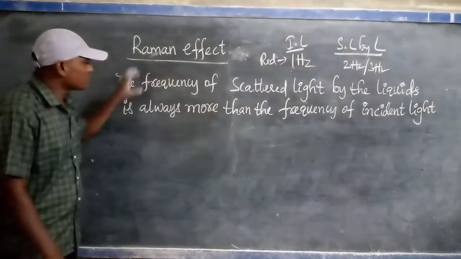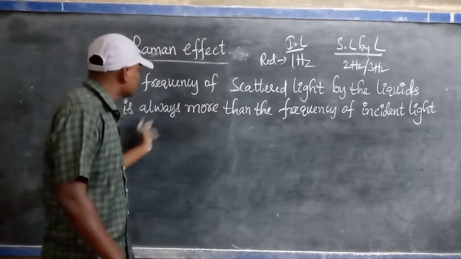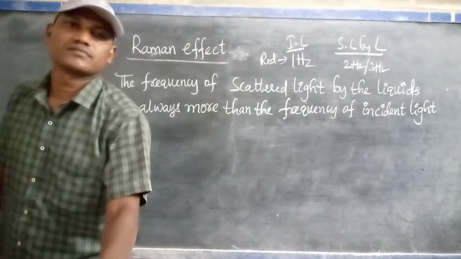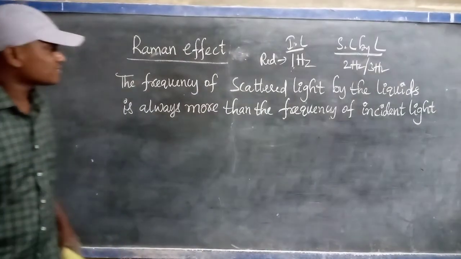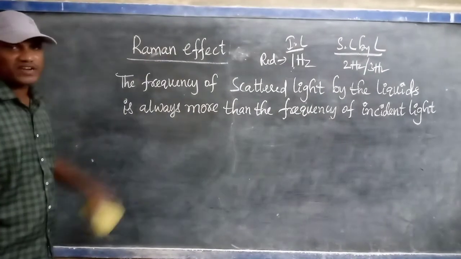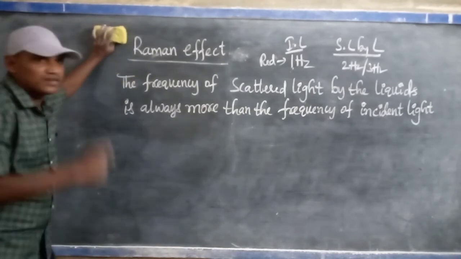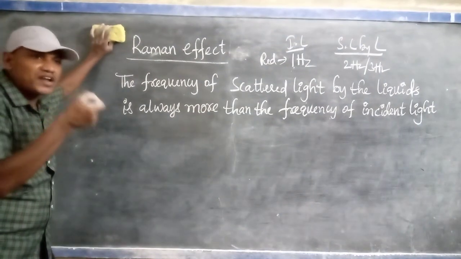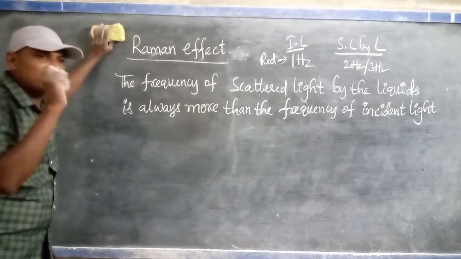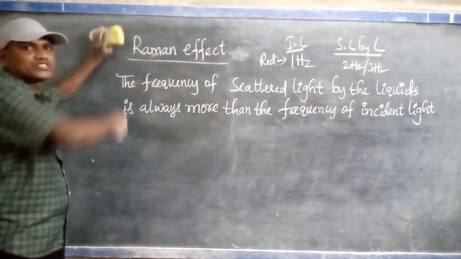Listen very carefully. The frequency of scattered light by the liquids is always higher than the frequency of the incident light of any color. This concept was coined by the scientist Raman. That's why it is called the Raman effect. What is the main use of the Raman effect? With the help of the Raman effect, scientists can find the exact shape of the molecules.